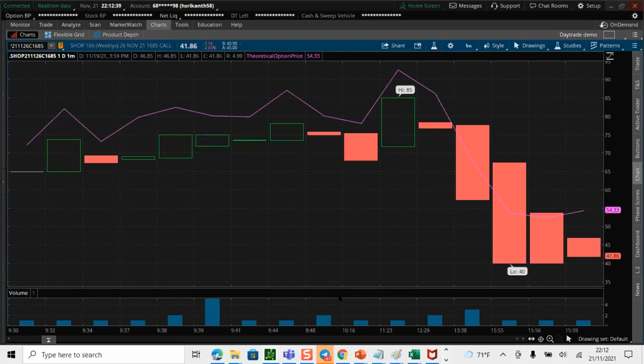Yeah, you can set up for iron condor as well. I mean, you just have to set up the closing orders, right? The corresponding closing orders you can set up.